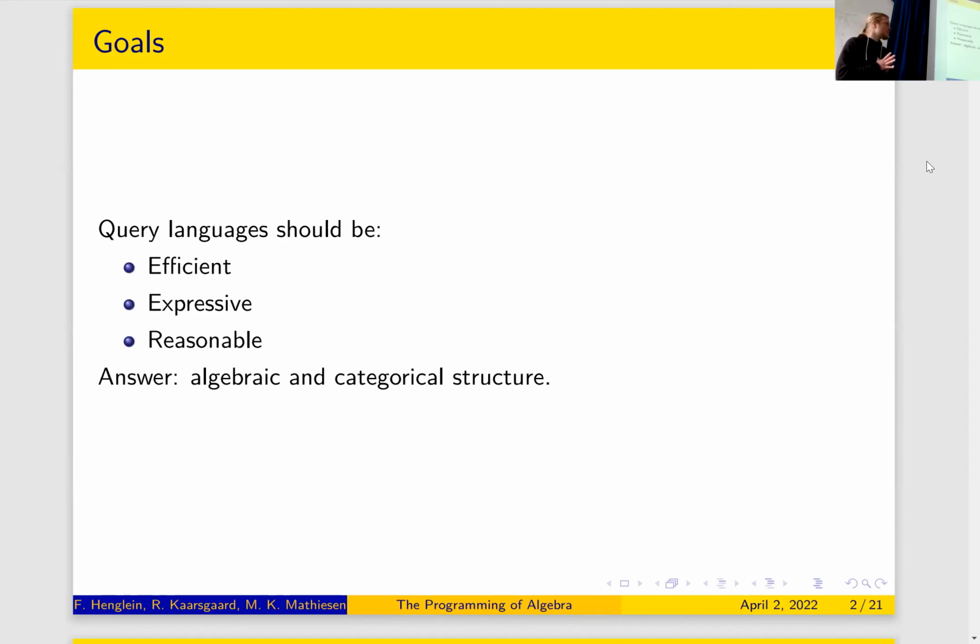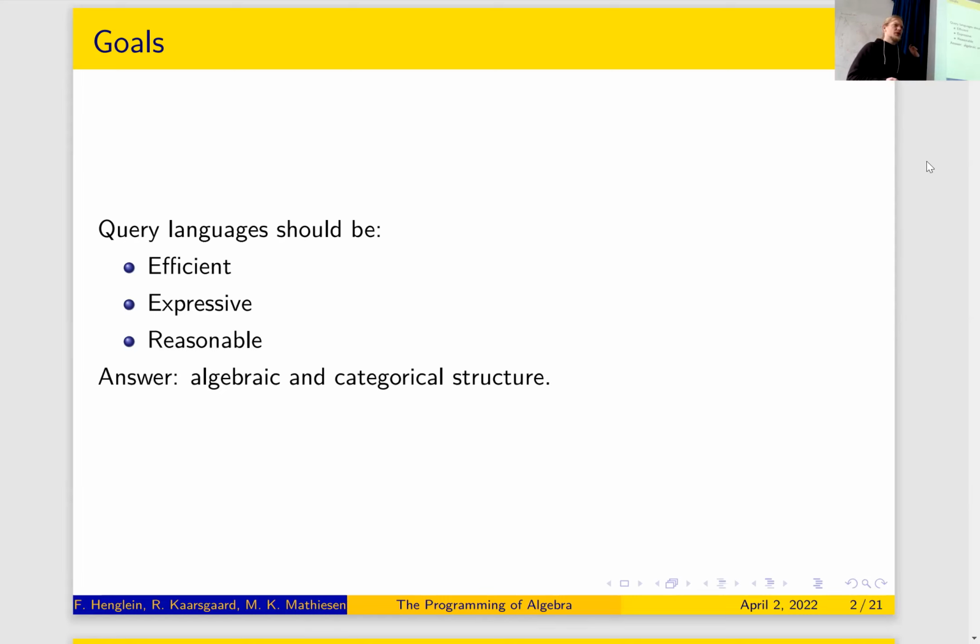So we're going to combine query languages and algebra. Think about what we want from a query language. Well, here are three things we might want. We want it to be efficient: we want to execute efficiently. We want it to be expressive: we want to write down the transformations of data that we want to think about. And then we want it to be reasonable, both in the vague sense, but also something that we can reason about. It's something where we can say, well, this query is equivalent to that other query, things like that.